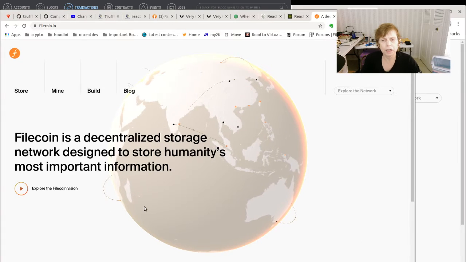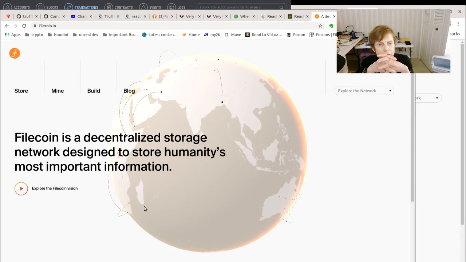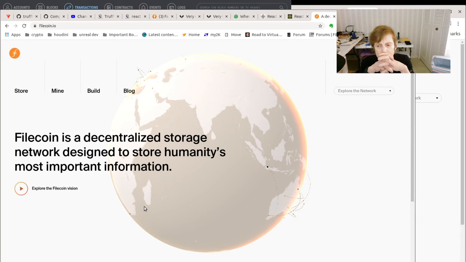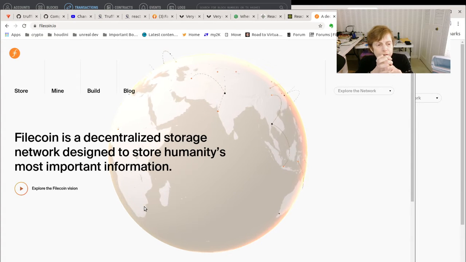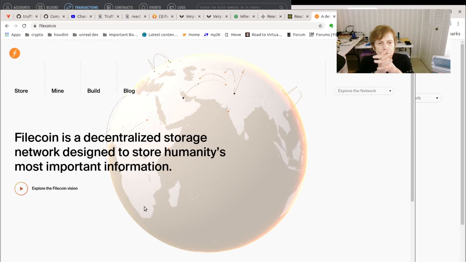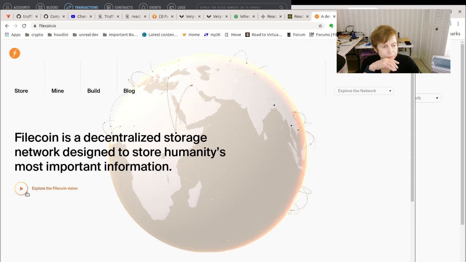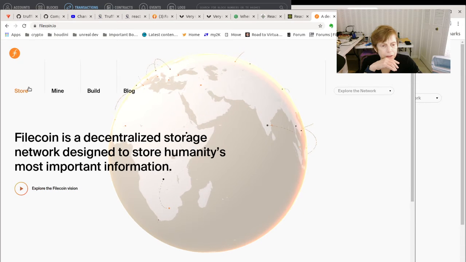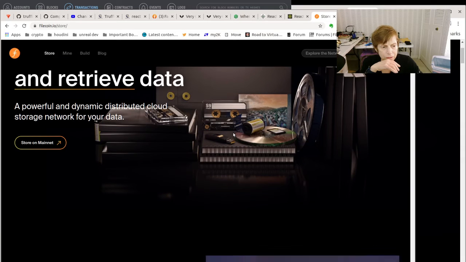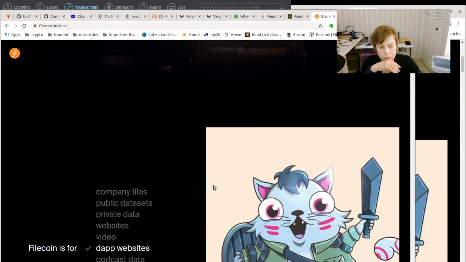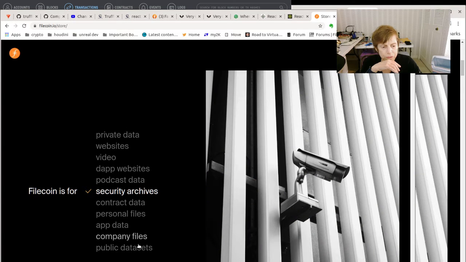Okay, so today I want to talk about a different network called Filecoin, which caught my interest. It's decentralized storage. So it lets you store your data in a decentralized fashion. So let's see what we got here. So you can store data. So you could, all these different things that you can do with it.